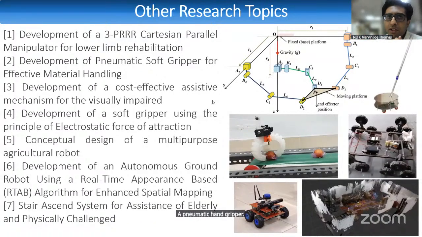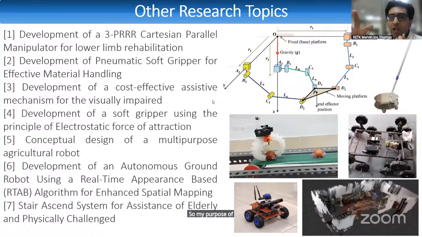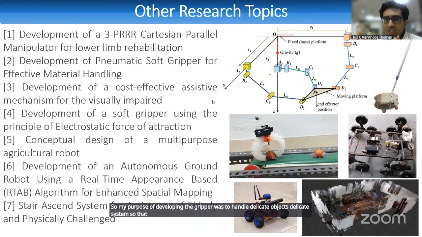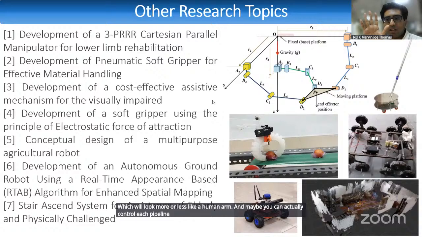You will find several research papers. I even have a research paper, but it is mainly used for some other application. My purpose of developing the gripper was to handle delicate objects, so that it does not crush the delicate object. So maybe you can think about redesigning your gripper so that it looks more or less like a human arm, and you can control each pipeline of your fingers, so that depending on which finger is to be closed or open, you can actuate it accordingly. It is possible. It is doable work.